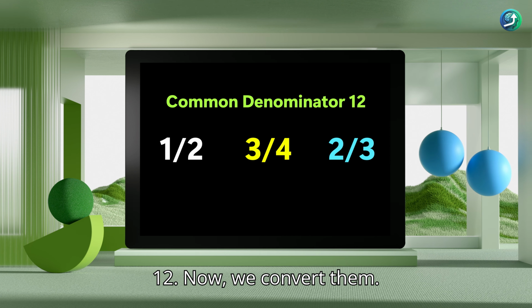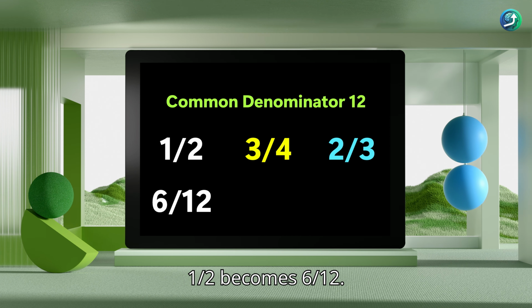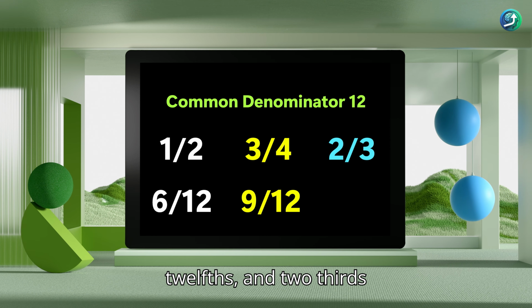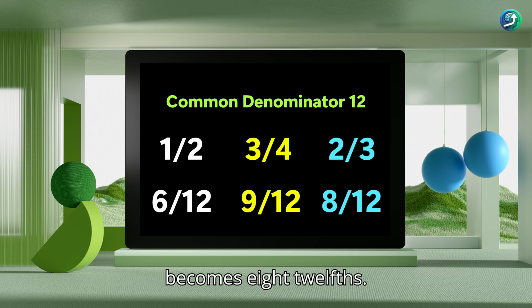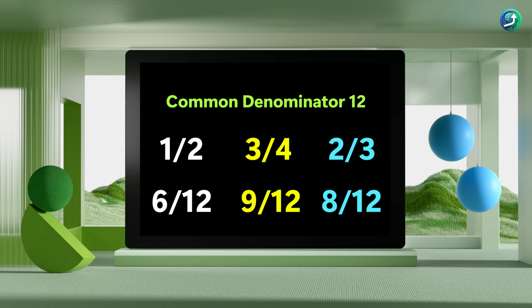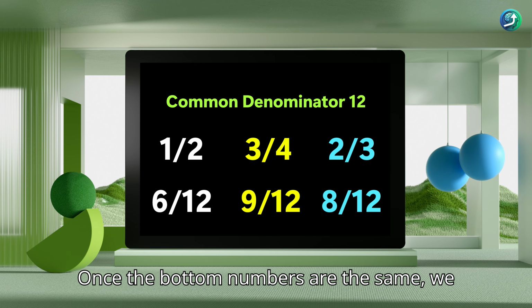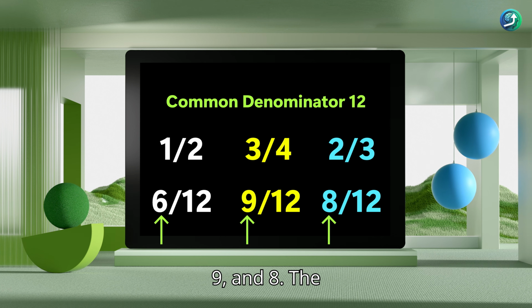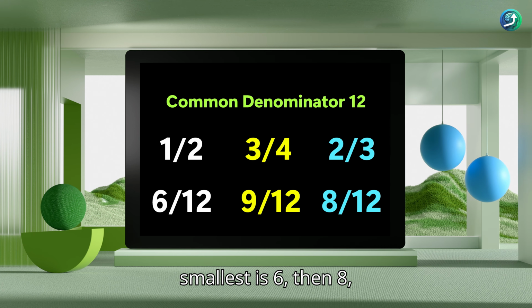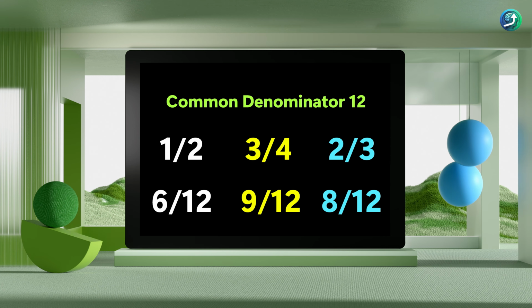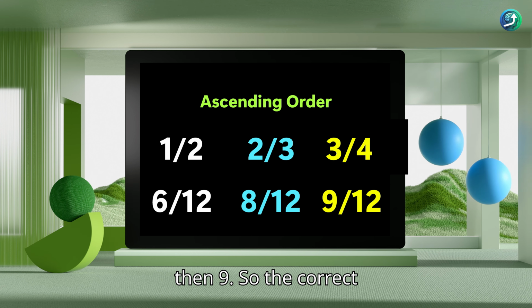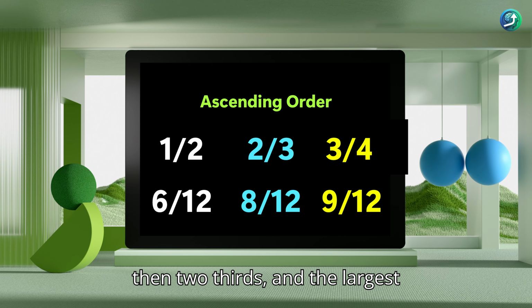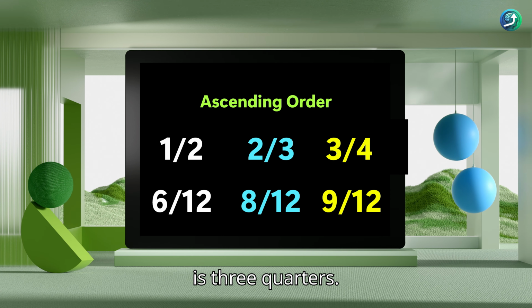Now we convert them. 1/2 becomes 6/12. 3/4 becomes 9/12, and 2/3 becomes 8/12. Once the bottom numbers are the same, we just look at the top numbers, 6, 9, and 8. The smallest is 6, then 8, then 9. So the correct ascending order is 1/2, then 2/3, and the largest is 3/4.